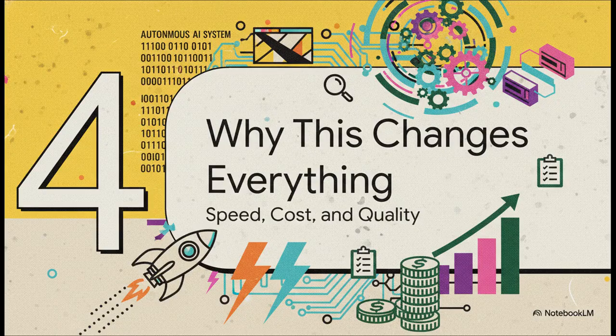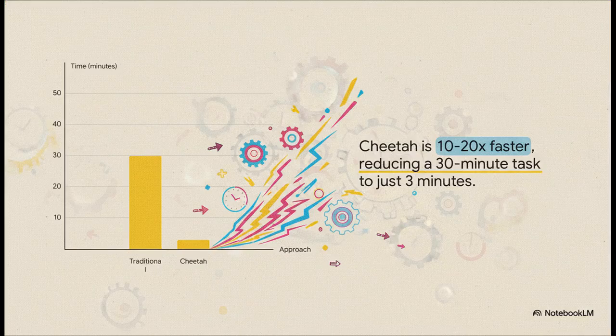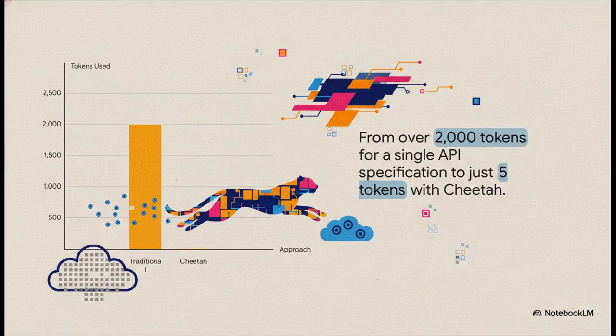So what does this all add up to? Well, when you start looking at the actual numbers for speed, for cost, and for quality, the impact is absolutely staggering. I mean, just look at the time difference here. We are talking about going from a process that takes an hour on a good day down to something that takes less than 5 minutes. That's a 10 to 20 times speed improvement. But the token usage is maybe even more dramatic.